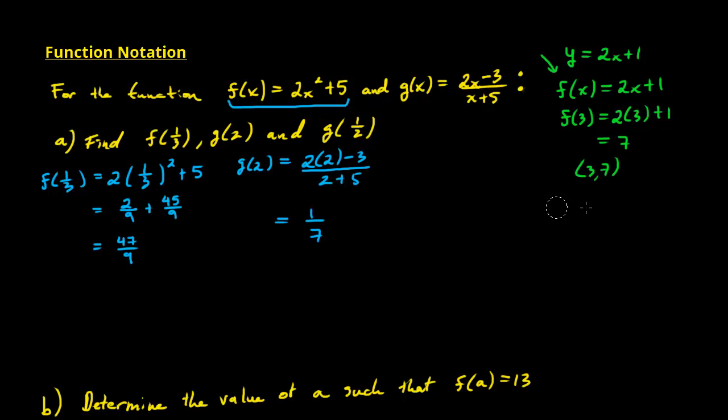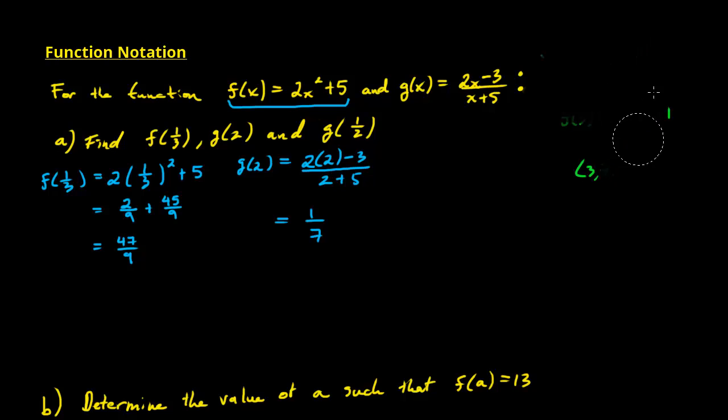Lastly, let me erase this little bit so I have some more room to write. Lastly, I'm asked to compute g of 1/2. So g of 1/2 is equal to (2 times 1/2 minus 3) divided by (1/2 plus 5).